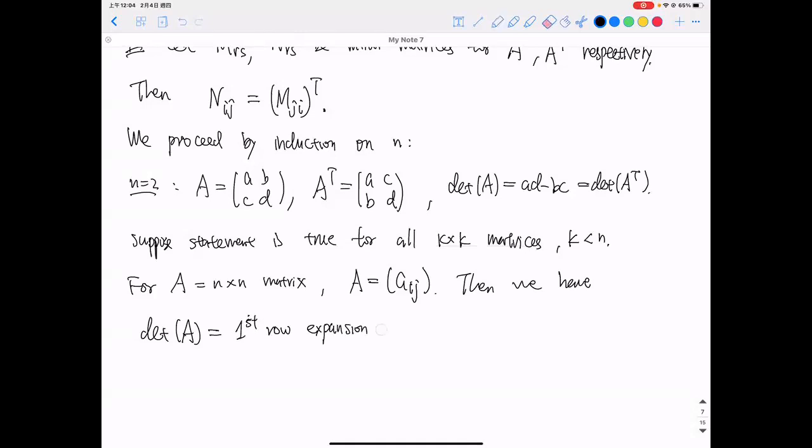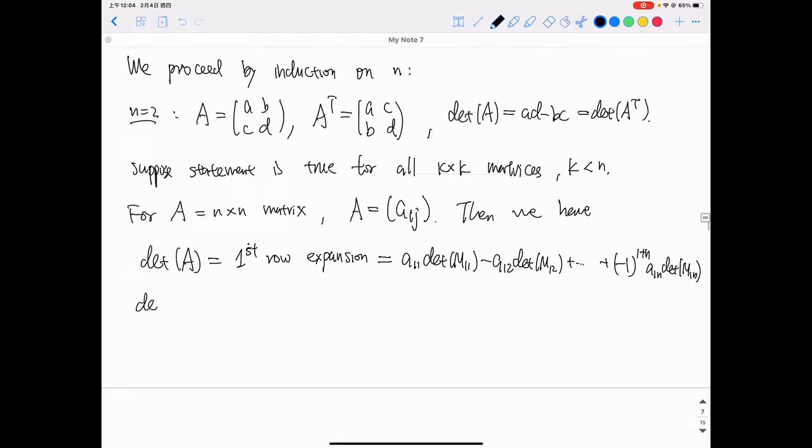Okay, so that is A11 times M11 minus A12 times M12, and so on down to (-1)^(1+n) A1n times M1n. Now, for the determinant of A transpose, we're going to use the first column expansion.